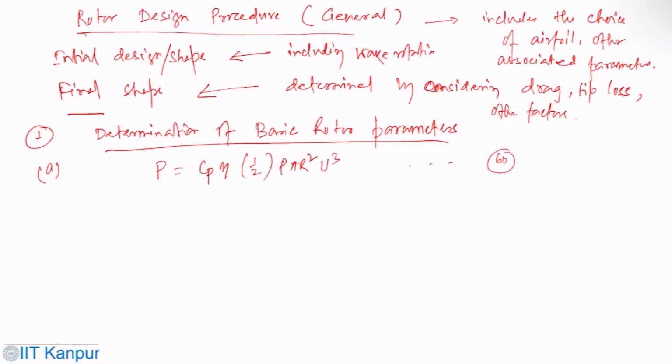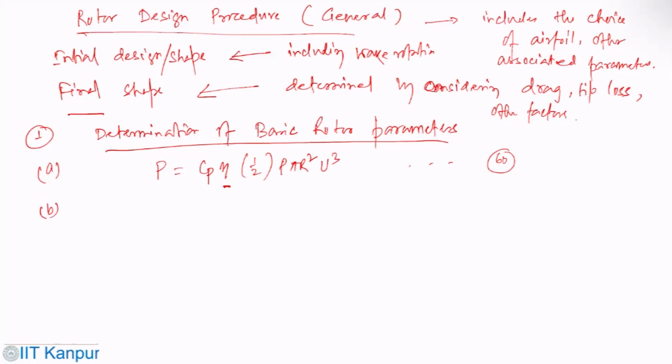That means you are considering some power coefficient. You are considering some efficiencies of these mechanical components like gearbox, generator, pumps, and all these things. And then from the wind speed.